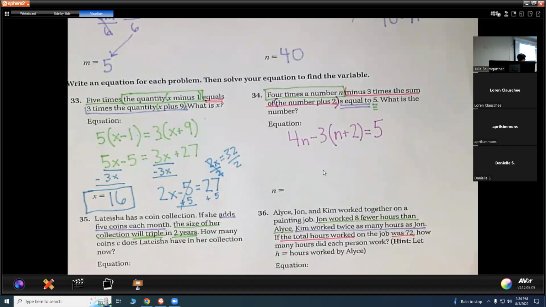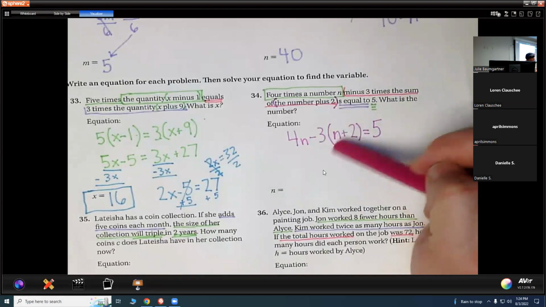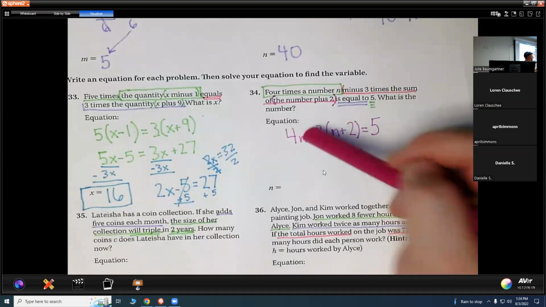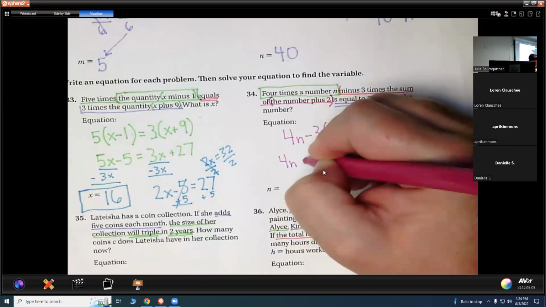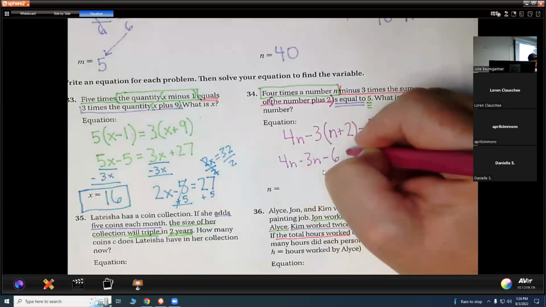Distribute the 3. Good. So we're going to take negative 3 times n and negative 3 times 2. Remember that negative in there. So then we have 4n minus 3n minus 6 equals 5.